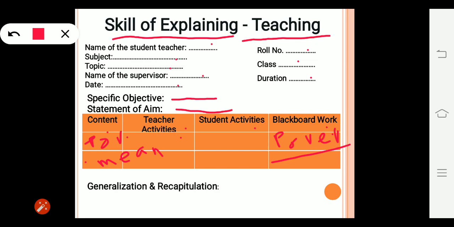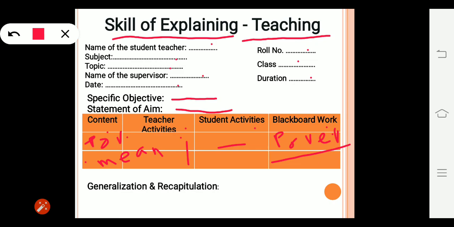In student activity, write the answers of the questions which were asked in teacher activity section. Remember, you have to write the answers in complete sentences. In blackboard work, write the highlights or main points which the students can note down in their notebook. You may draw diagrams, flowcharts, tables, etc. to make the concept understandable.